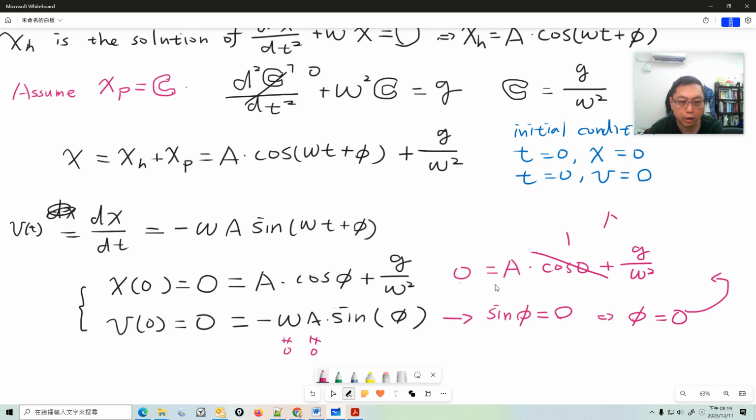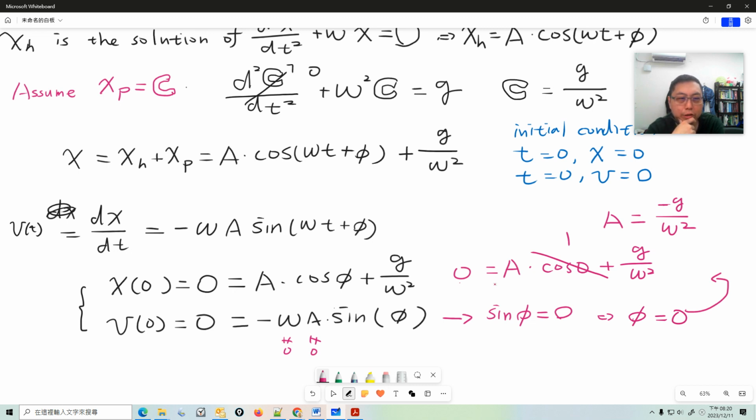So we can solve this out. The amplitude comes out with a negative sign, which is a little strange, because A becomes a negative value. Let's continue: A equals minus g over omega squared. That's really very strange, we have an amplitude that is a negative value.